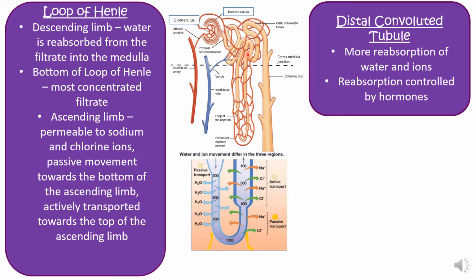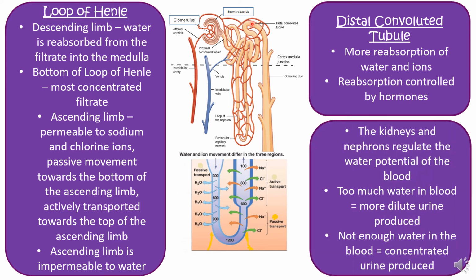And then in the distal convoluted tubule, more reabsorption occurs, and this reabsorption is controlled by hormones. And then just some added information, the kidneys need to, and the nephrons regulate the water potential of the blood. And so when there's too much water in the blood, more dilute urine is produced. And when there's not enough water in the blood, concentrated urine is produced. We'll look at that in more detail on this slide here.